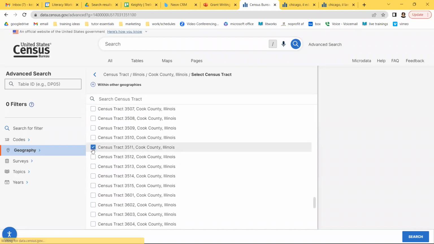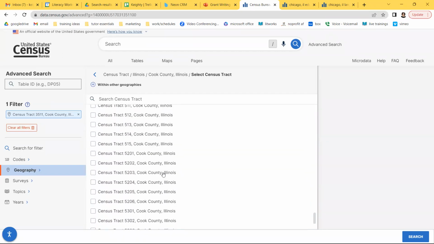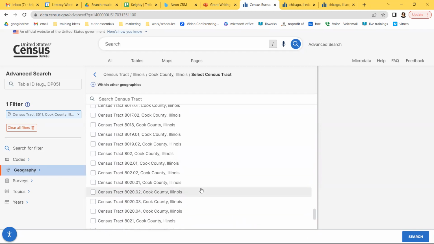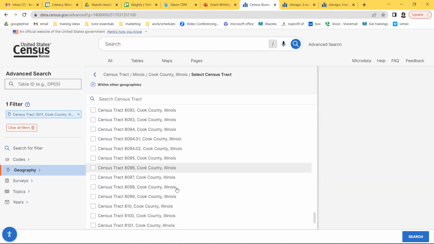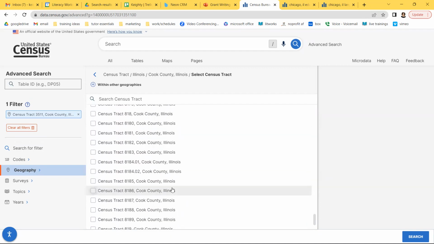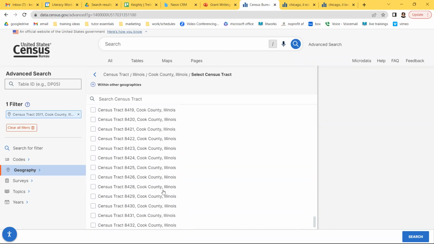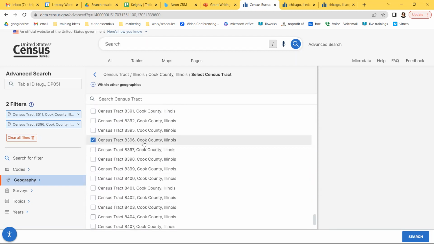So 3511, I want that one, and I want 8396. So you're like, this is so annoying, I'm never going to do this. But you only have to do it the one time to look for them. These numbers are so arbitrary. Okay, I should have picked a smaller number. Okay, great. And then we're going to click search.